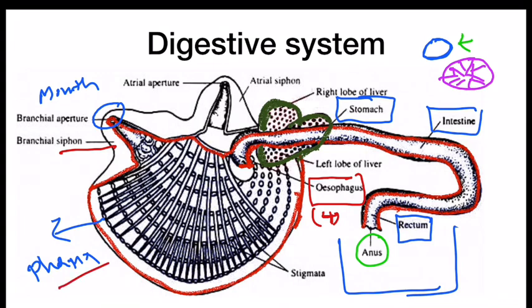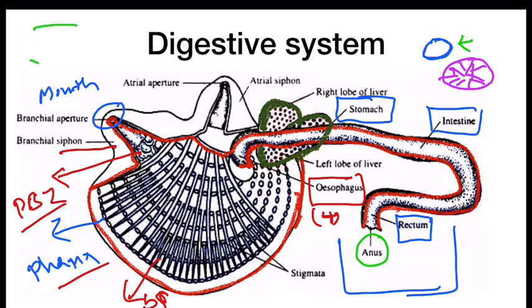Then the next part is the pharynx. This is the largest part of the alimentary canal, and this pharynx has two parts. The anterior part is called the prebranchial zone, and the posterior part is called the branchial sac. This prebranchial zone is a very small part of the pharynx and doesn't have gill slits, and the walls of this prebranchial zone are very smooth without any folds. It's a very short tube, and it doesn't have any gill slits on its wall.